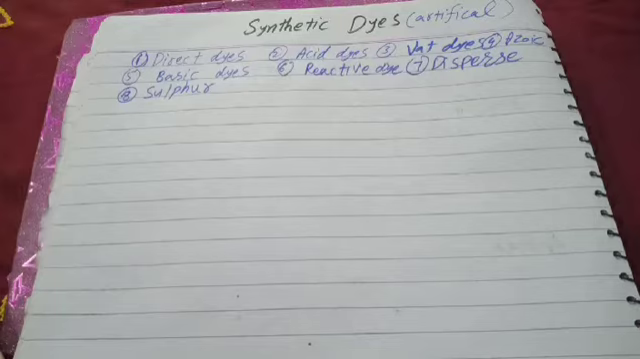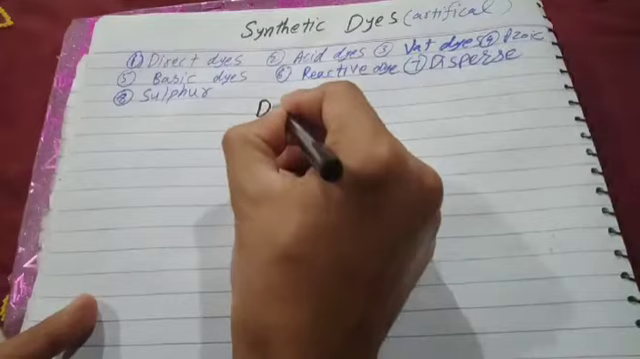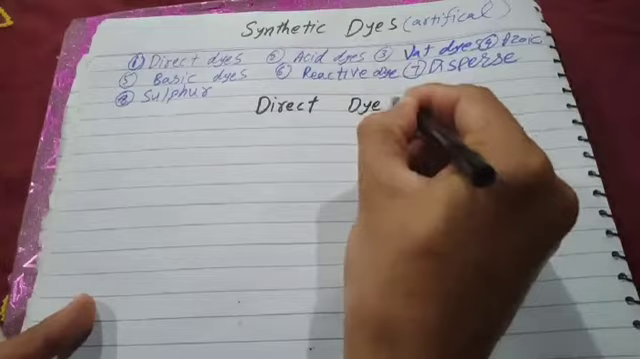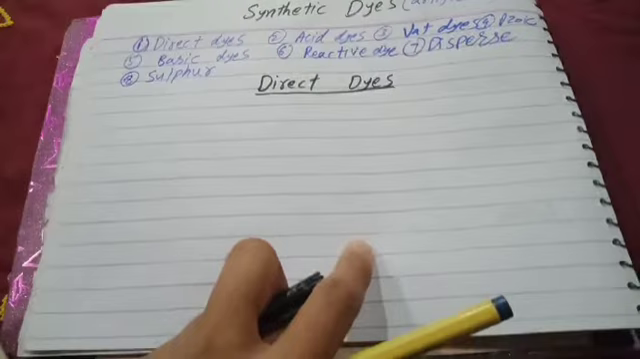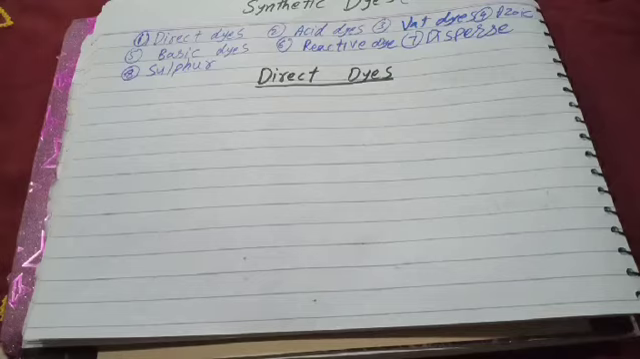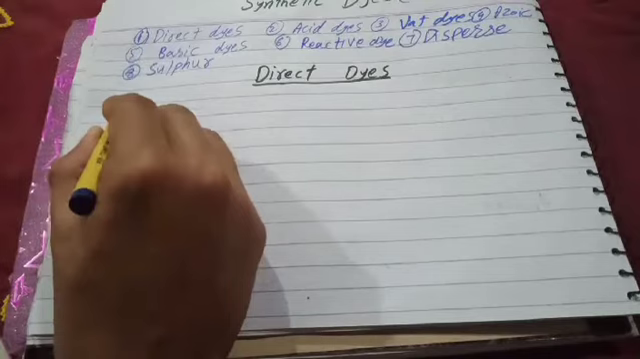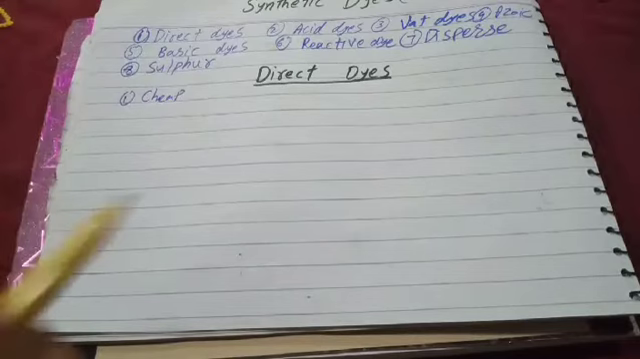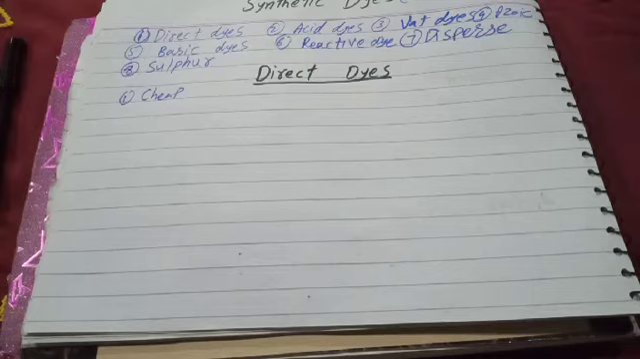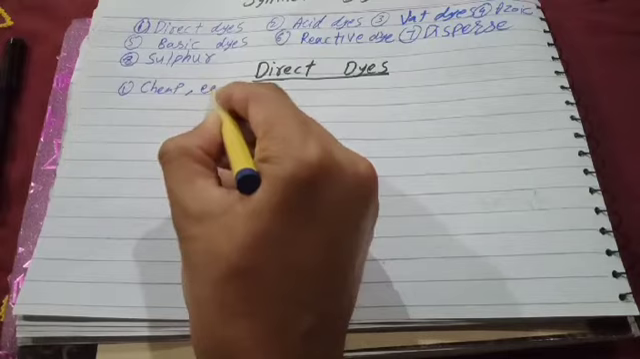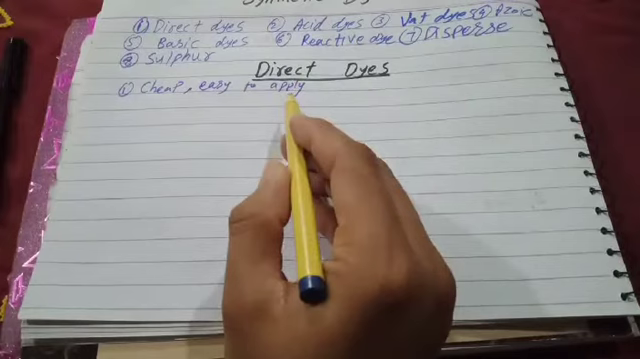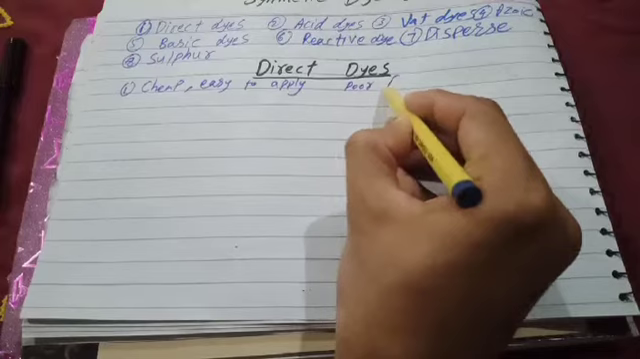Now we discuss the direct dyes. Heading, note it in your notes. What are direct dyes? Direct dyes are cheap. You can purchase them from anywhere because they are cheap. They are easy to apply, but poor in fastness quality.